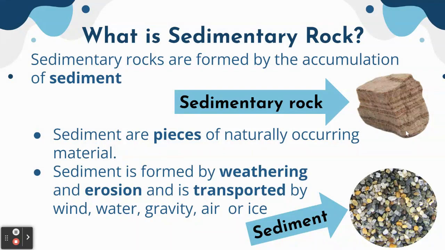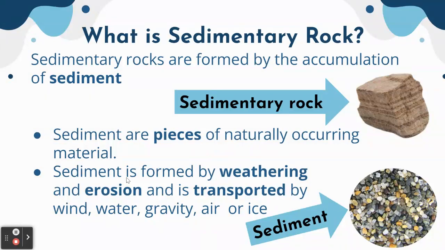This is an example of sedimentary rock, and you can see those layers. You can see how it accumulated over millions of years. And what are sediments? So sediments are pieces of naturally occurring material. So here's a picture of sediment, and those are pieces of it. So it's kind of like sand or little tiny pieces of dirt.